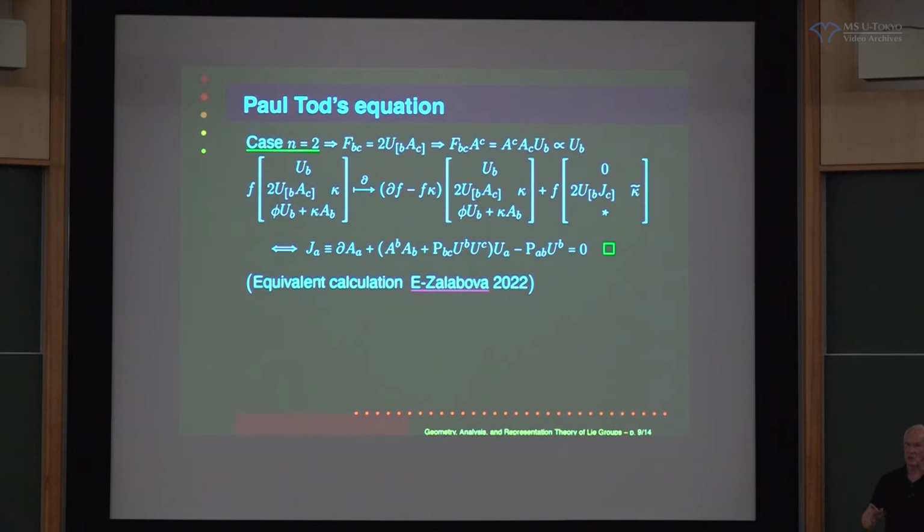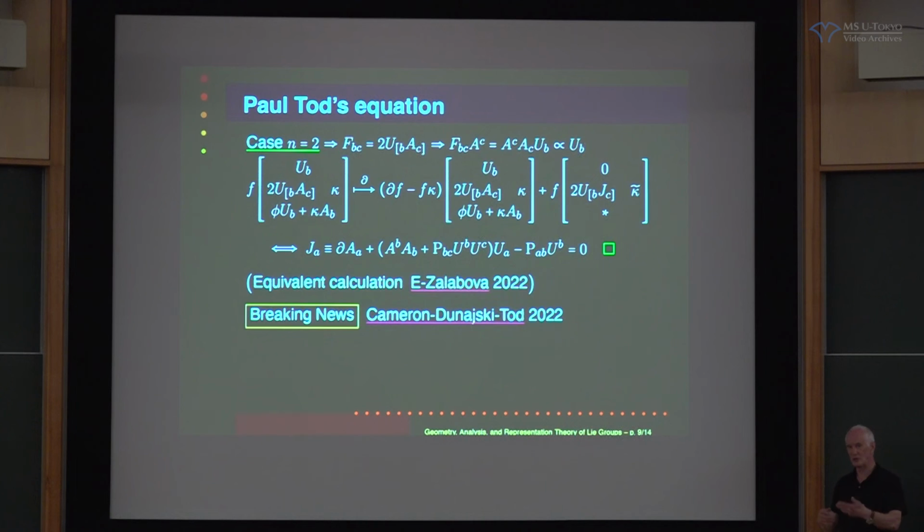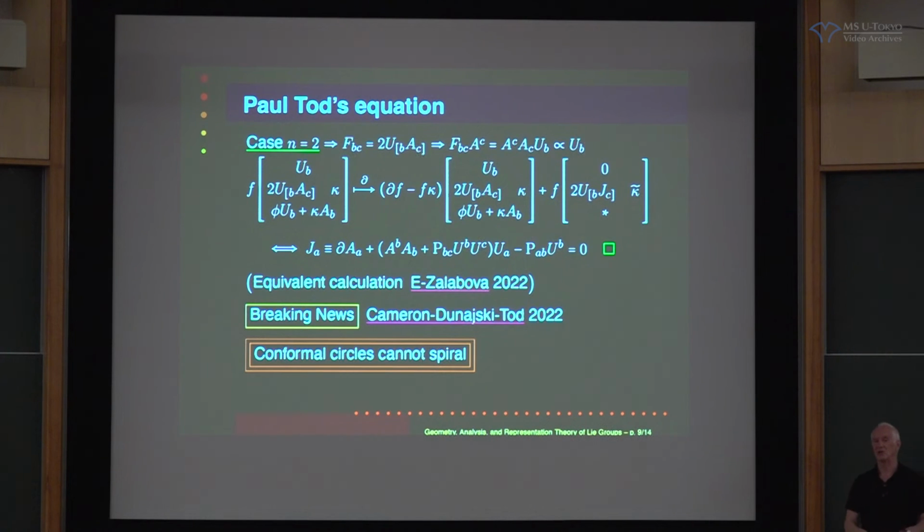But now let me tell you about something which has happened this year, which is really, really good. So this is breaking news. This is an arXiv article by Piotr Chruściel, Maciek Dunajski, and Paul Tod. So you might think, what good are these conformal circles? And the answer is that they're more like geodesics than you might think. Okay? And in particular, they cannot spiral.